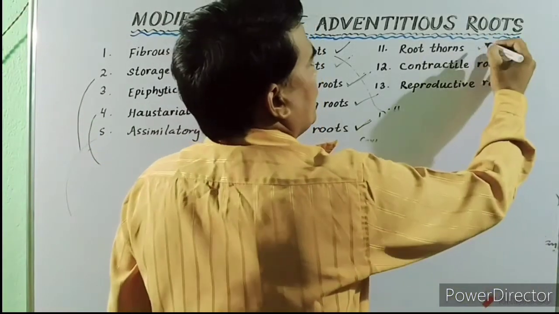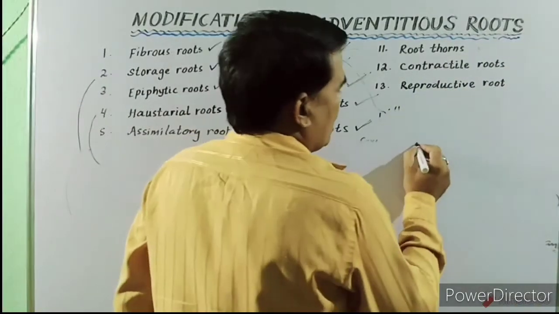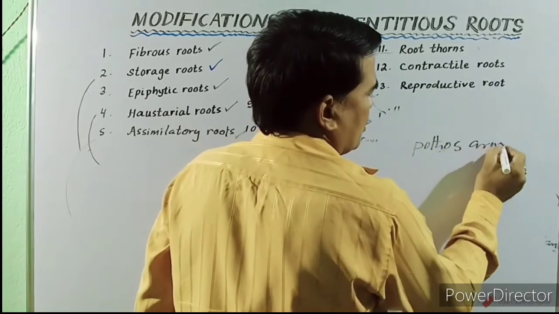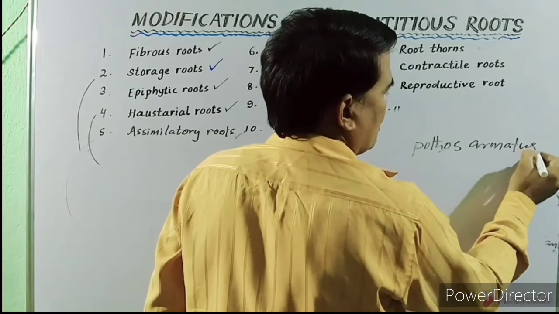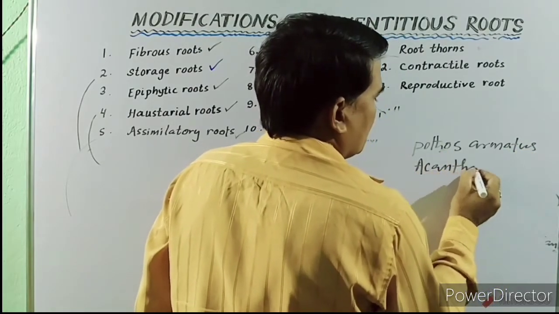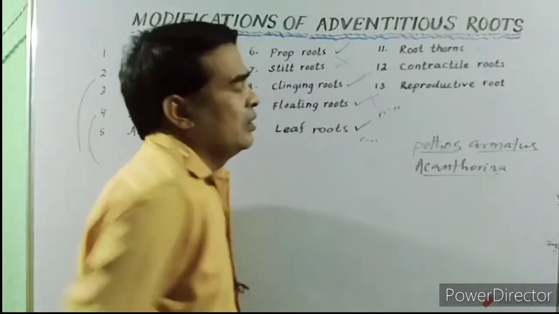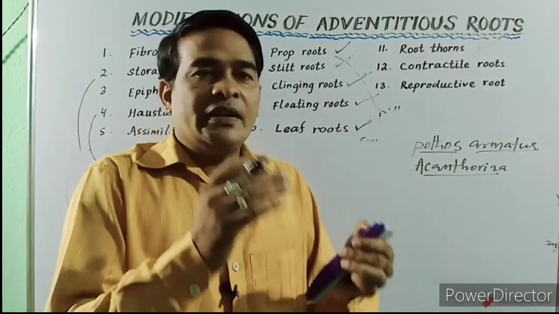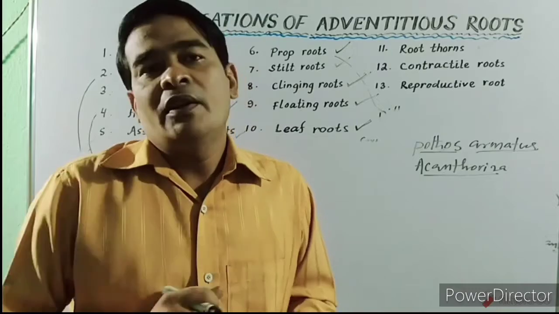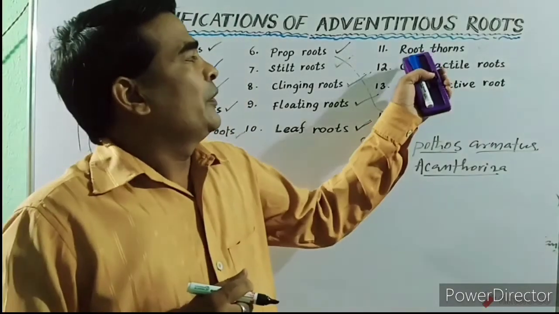Okay, root thorns. In plants like Pothos armatus, then Acanthorhiza, some roots near the soil level become hard, thick and pointed, and those roots are called root thorns.